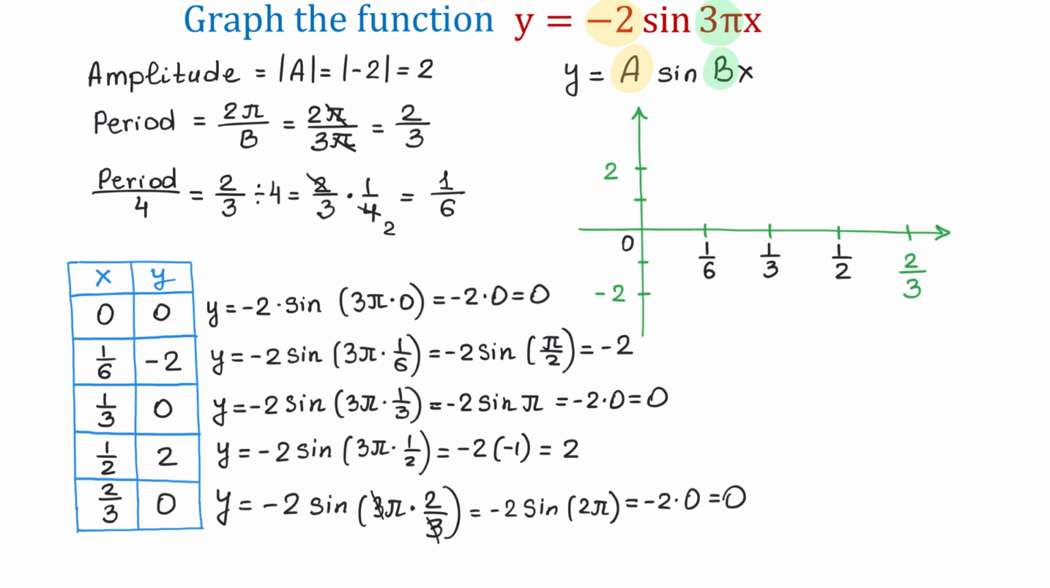Now we will start plotting each of these points, and the first one is 0, 0. The next one is 1/6 and down to -2. Then the next one is 1/3, 0. Then 1/2, +2, and 2/3, 0. Then we will connect the points to get the graph. So here we have the graph, and this graph will continue left and right indefinitely.